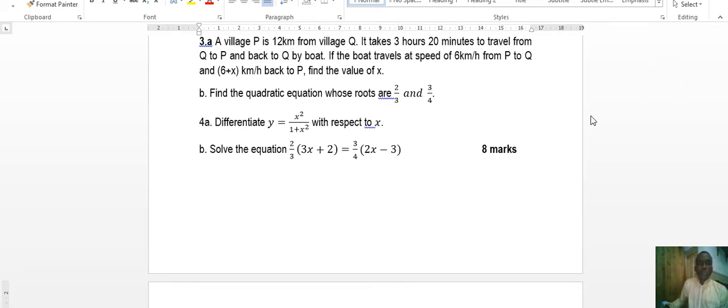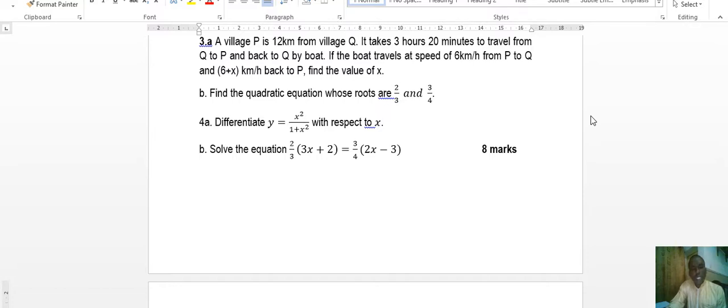So today we are going to look at question number 3 of the 2021 NECO past question, paper 2, part 1. The first question, question 3A, says village P is 12 kilometers from village Q. It takes 3 hours 20 minutes to travel from Q to P and back to Q by boat. If the boat travels at a speed of 6 kilometers per hour from P to Q and 6 plus x kilometers per hour back to P, find the value of x. That's going to be a large solution, so we are going to take it in one video.